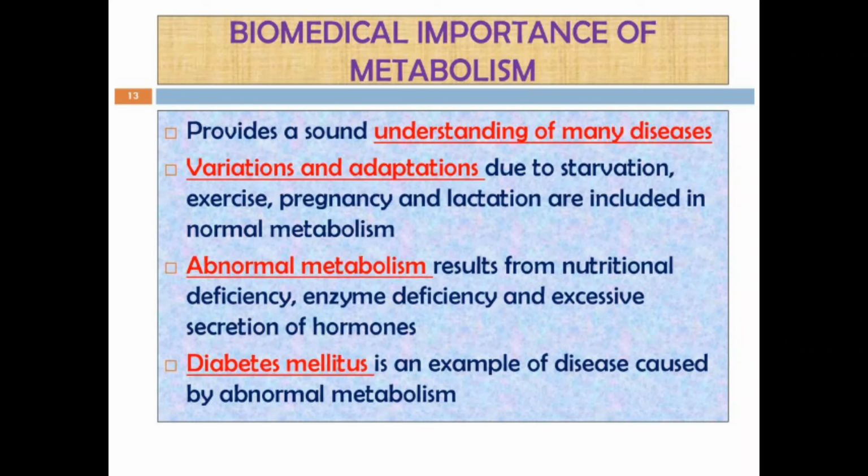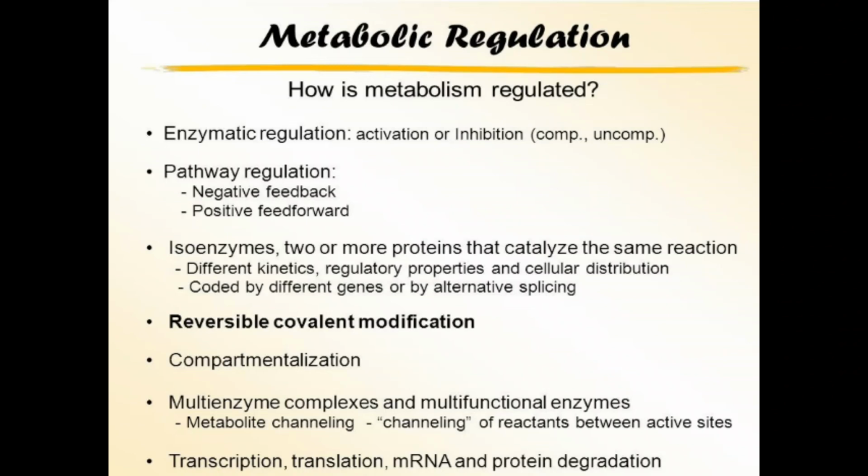So diabetes mellitus is just an example of a disease that is caused by abnormal metabolism. So abnormal metabolism can lead to diabetes mellitus. So it's very important for you to understand the biomedical importance of what? Metabolism, because this will give you a vast understanding. Then how is metabolism regulated?